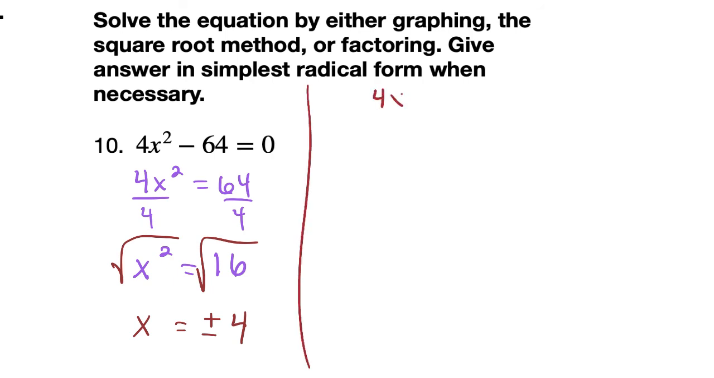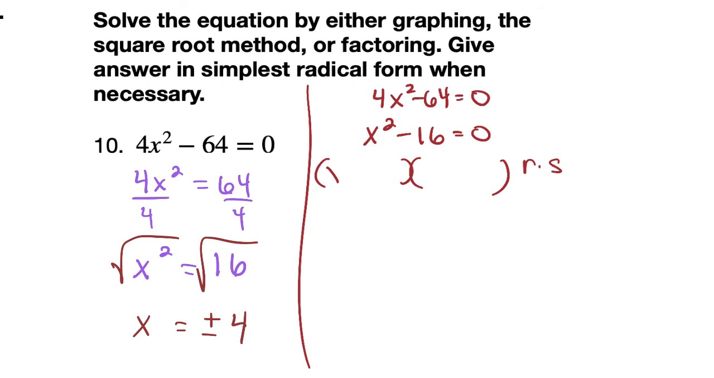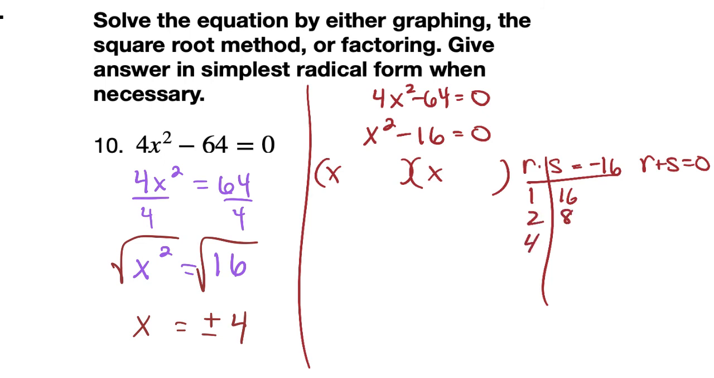Here it is with the factoring method. See, everybody's divisible by 4, so I'm going to do that first. And so r times s, I know it's going to be 2 binomials. I know it's going to be x and x. R times s has to equal negative 16. R plus s, there's no b term, so it would have to add up to 0. So it's 1 and 16, 2 and 8, or 3, 4, and 4.